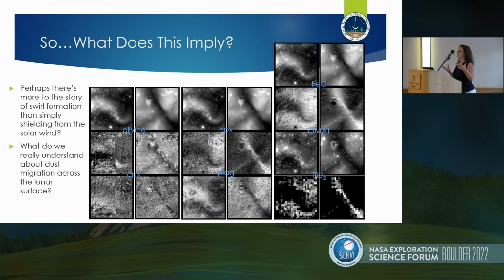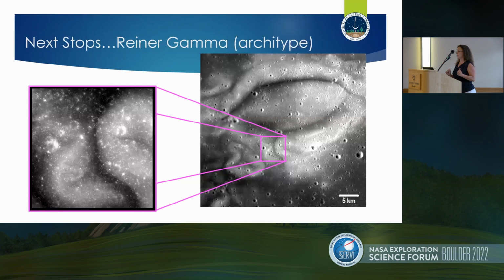How do you get these mineral correlations with the swirls? Solar wind, retarding solar wind radiation isn't going to get you the mineral segregations. So it has us thinking about dust migration. The lows are pockets to capture dust, maybe, perhaps. To test this, we need to go look at other places.